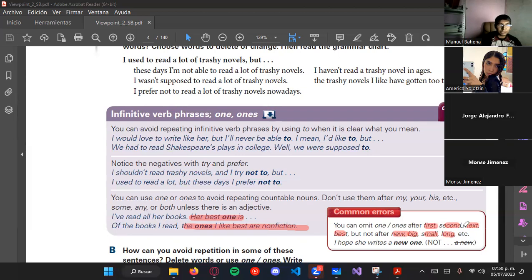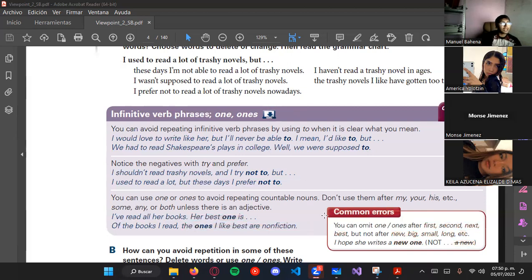Con estas palabritas, first, second, next, best, con esas sí podemos omitirlas, o sea, podemos omitir el uso del one, pero si decimos new, big, small, long, o algún otro adjective, algún otro adjetivo, no lo podemos decir, ¿de acuerdo? No podemos omitirlo. For example, I hope she writes a new one, no podemos decir nada más, I hope she writes a new. ¿Ok? Ahí sí tenemos que decir a new one, ¿vale? Porque esto es un adjective, un adjetivo. ¿Ok?